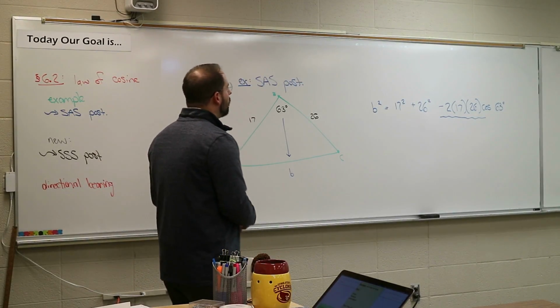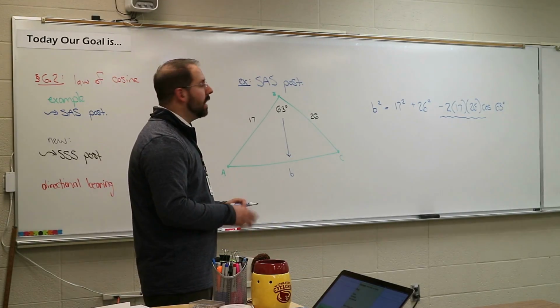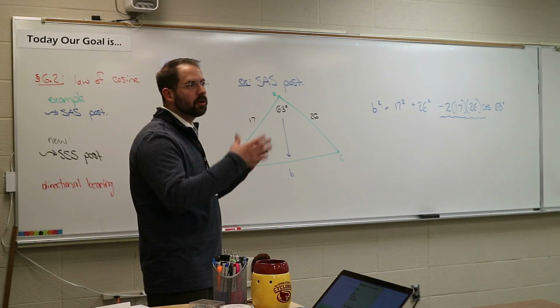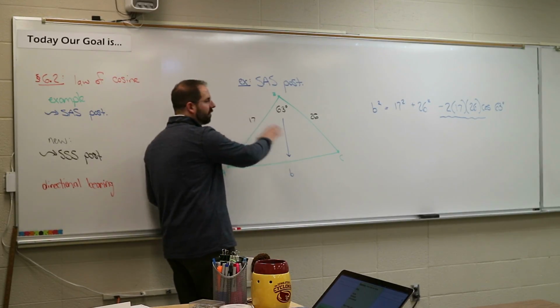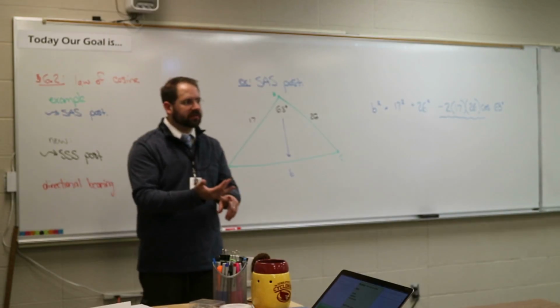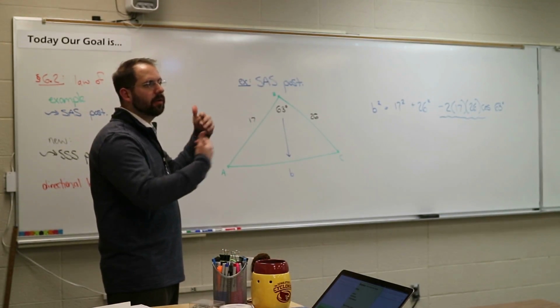It's always minus 2 times the two walls times the cosine of the angle that's in between the two walls. And that helps you find the third wall. Now this is our normal example. If it's any other setup, you could use law of sines to just do your proportions. But when it's this SAS setup, you have to do the law of cosines.